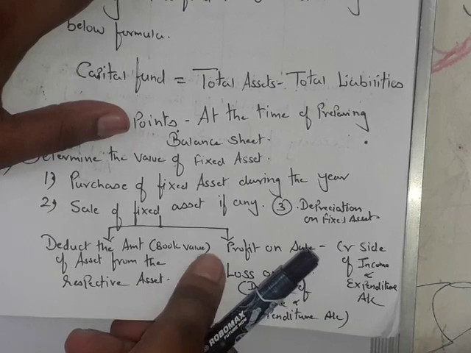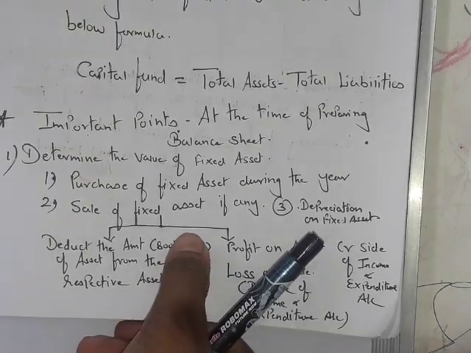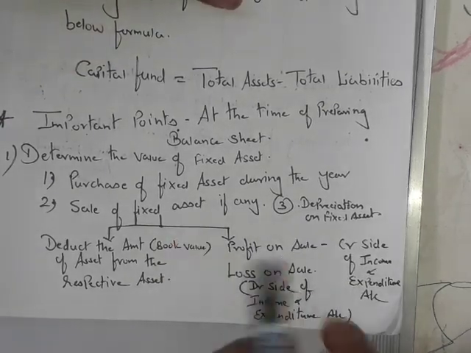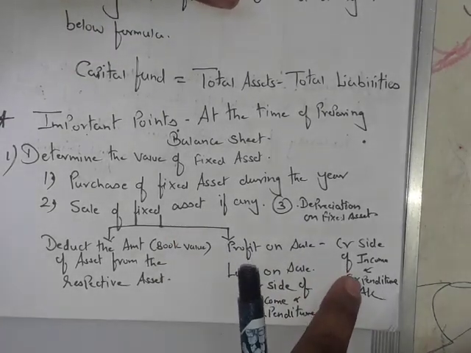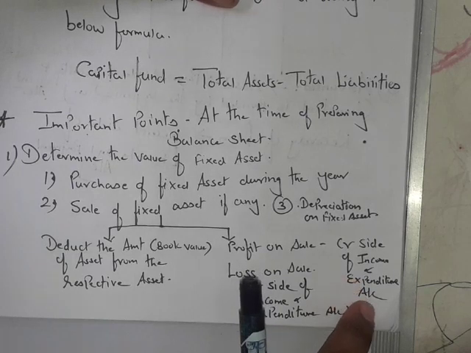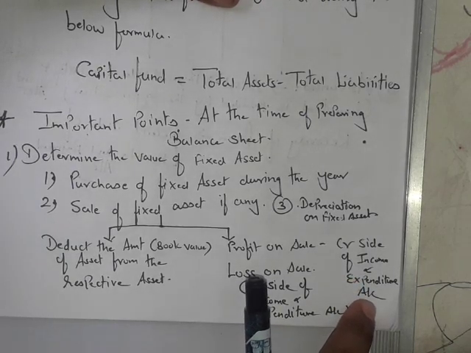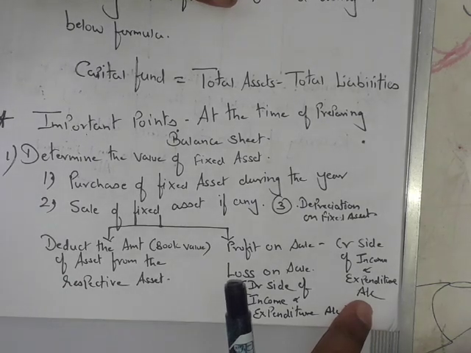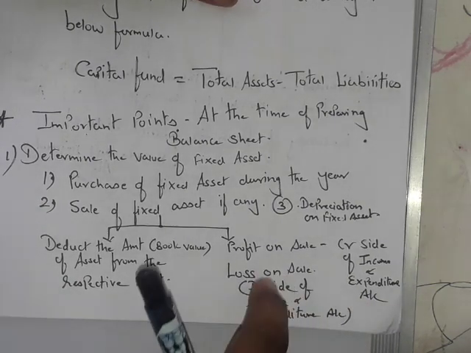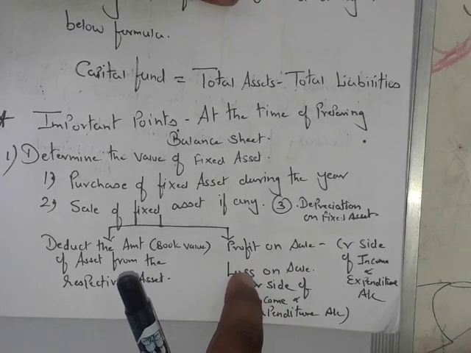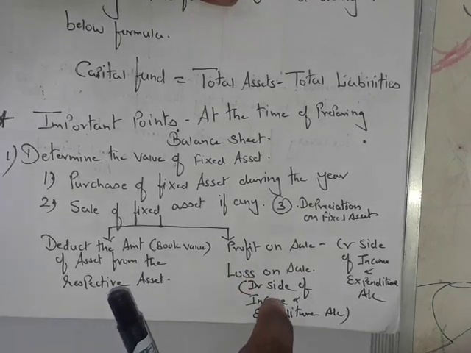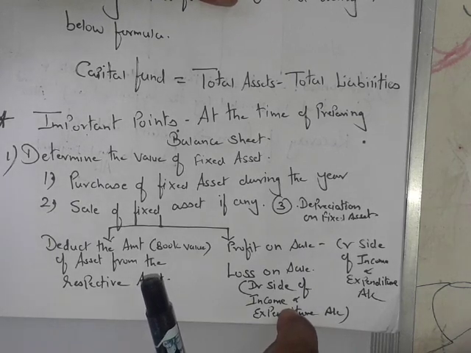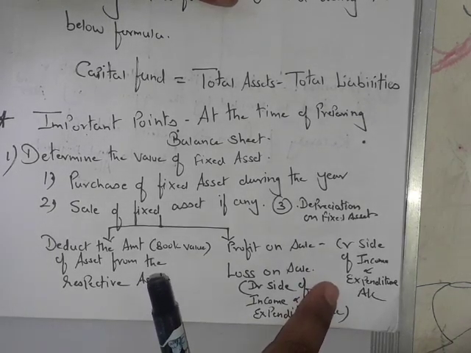And suppose the sale you did has resulted in a profit, then the profit on sale will appear on the credit side of your income and expenditure account. Suppose the sale has ended in a loss, then the value of that loss will appear on the debit side of your income and expenditure account. So any doubt, students, so far?